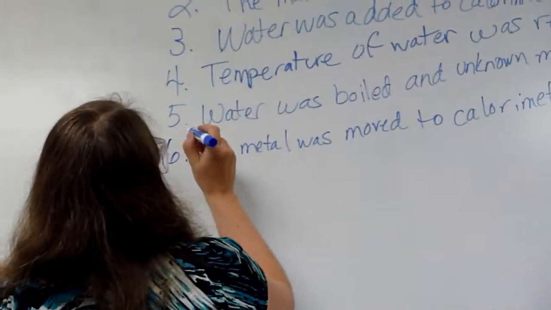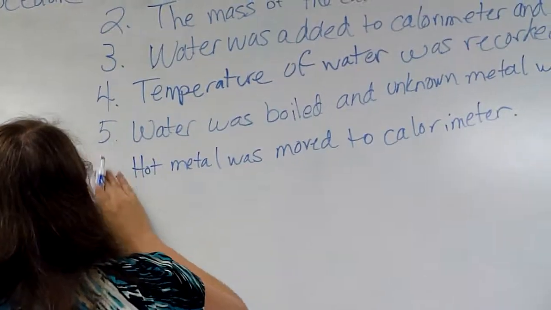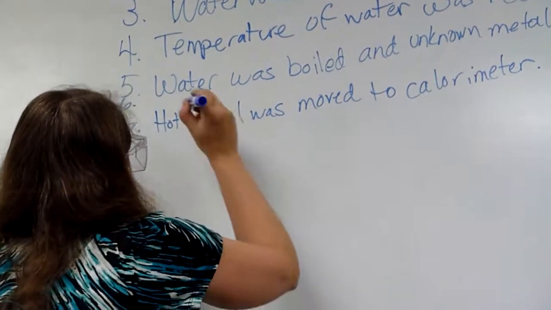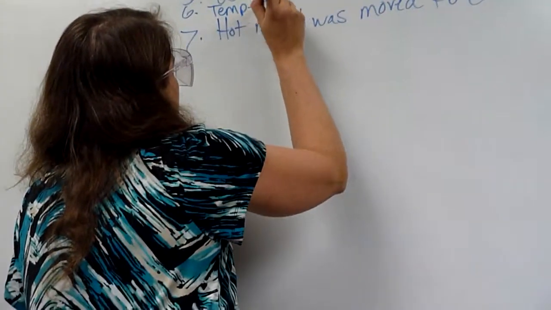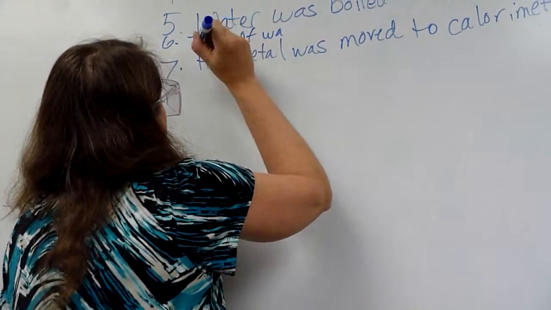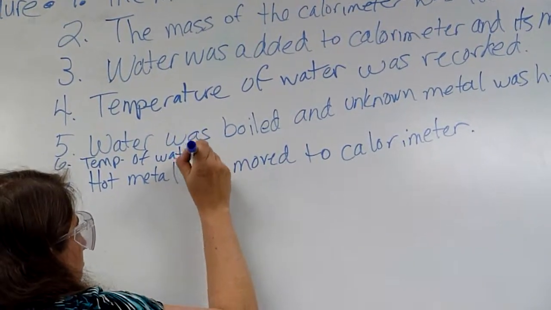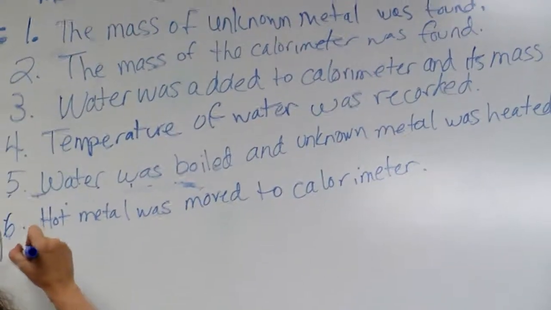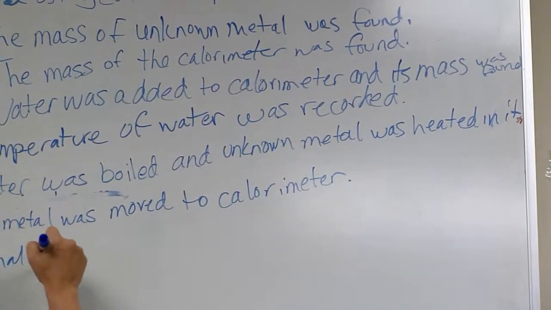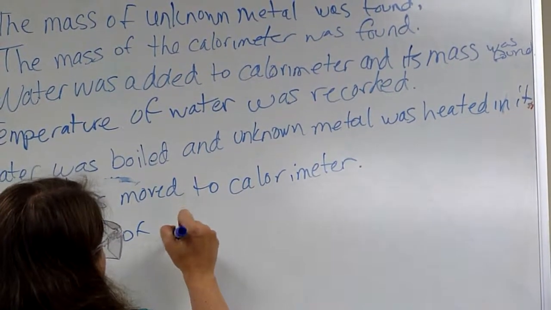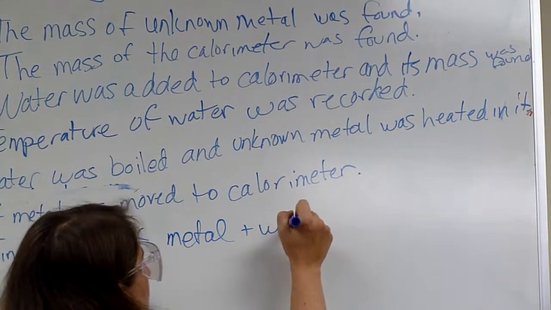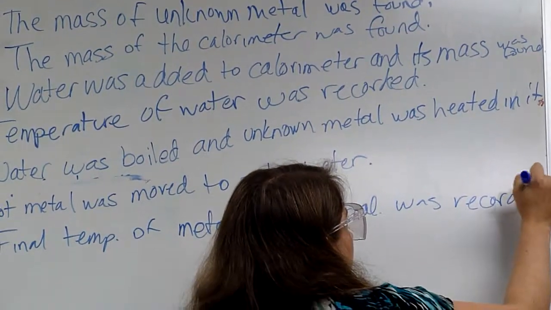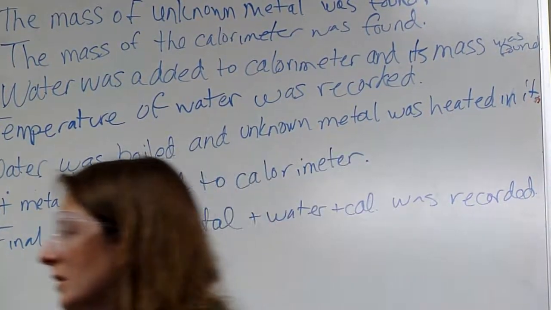Oh, wait. We're going to have to wedge a step in because what did you guys just do with your thermometers? Check the initial temperature of the water. Initial temperature, maybe. Is that what step four was? Nope. Oh, we did that. Yay. Okay. So this will be 6, 7, final temp of metal and water and calorimeter was recorded. And then it's all onto the calculations.